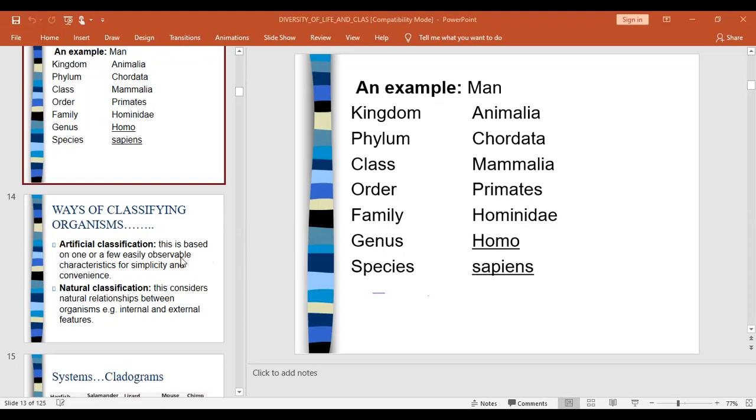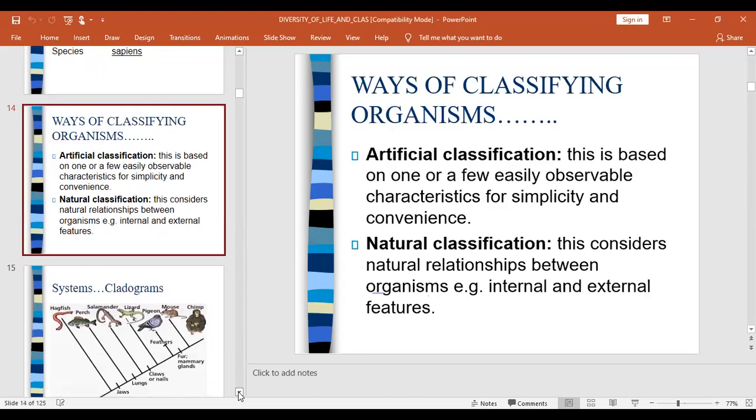So we have several ways of classifying organisms. Some are artificial classification, which is based on one or few easily observable characters for simplicity. All Africans are dark-skinned. That is artificial. All whites are light skinned. All Bagandas have a wide nose. All Banyankoles have a long nose. All the Northerners are dark skinned. That is too artificial. It may not give a scientific connotation of the classification, because it doesn't look into details of the other characters, the inner characters, the chemical composition, the genetic makeup of such organisms. So that one, we call artificial classification.